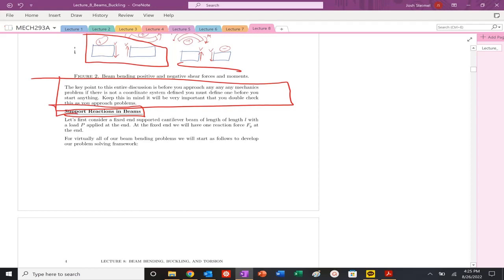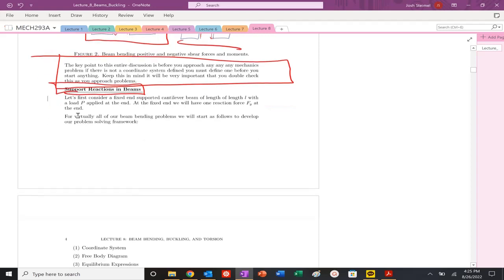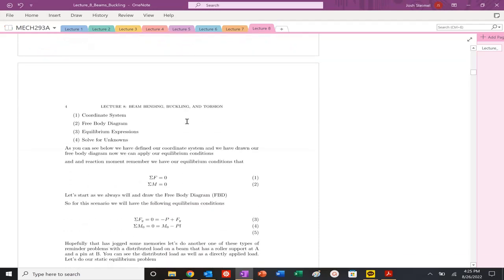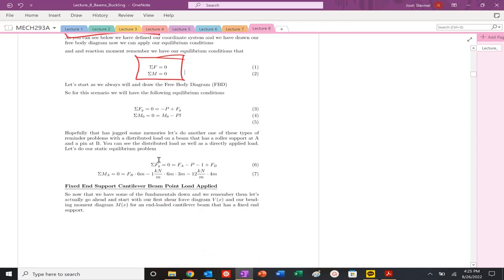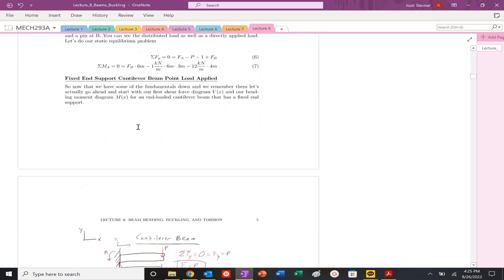Let's review some quick support reactions in beams. Let's first consider a cantilever beam of length L with a load applied at the end. We have a fixed end, and a reaction force in another direction. Whenever we're solving these problems, we need to define our coordinate system, draw a free-body diagram, write equilibrium expressions, and solve for our unknowns. So what are our equilibrium conditions? Static equilibrium: the sum of the forces and the sum of the moments must each equal zero.